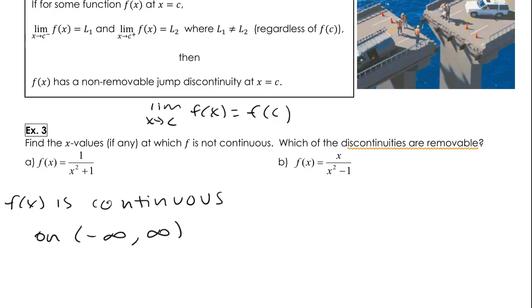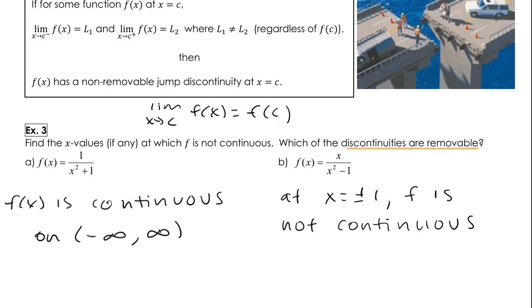Okay, going on to example 3b. We're looking to see if this function is continuous or not. So we want the limit to equal the output. You can see just by looking at this though, do we have domain restrictions? So look in the denominator. Can this ever be 0? It sure can. So we have, find the x values at which f is not continuous. So at x equals plus or minus 1, f is not continuous. Now the question is, are they removable or not?